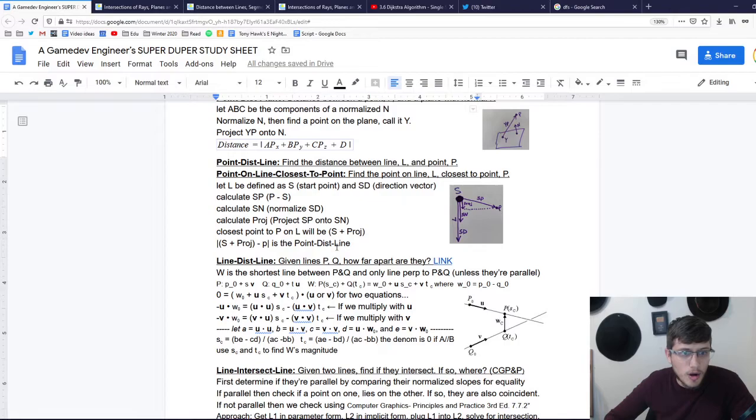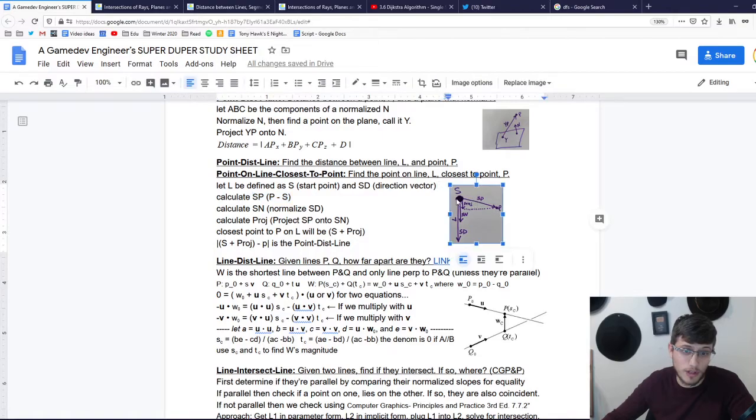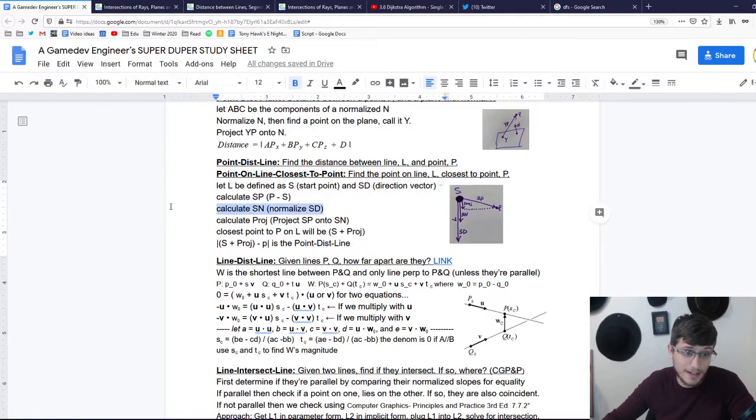Okay, next. Find the distance between L and point P. To find the distance between a point and a line, it's kind of similar. We're going to, again, use a projection here. And then here's the diagram that explains how to do it. So basically, you let L be defined as the start point and the direction vector, SD. You want to calculate SP, which is going to be a line from the point to some point on the line. Then you're going to normalize the line you want to project onto, and then you want to project SP onto SN.